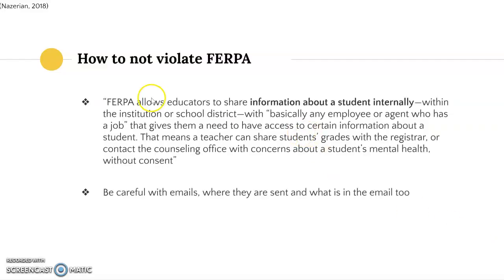And then again, FERPA allows educators to share information about a student internally. That's having conversations with other staff members. It could be sending an email. Just be careful of how much information goes into the email. An employee has access to certain information. So that means a teacher can share students' grades with the registrar, or contact a counseling office with concerns about mental health without consent, those kinds of things.